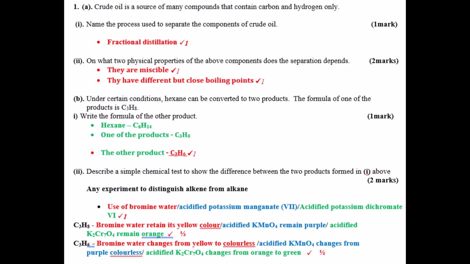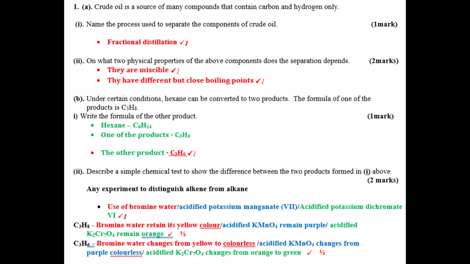Then you're supposed to go ahead and describe a chemical test that can be used to distinguish between the 2 products, that is an alkene and an alkane. You need to use any appropriate method that can distinguish between an alkene and an alkane. You can use bromine water. With bromine water, as I have highlighted in red there, if it is propane, the bromine water will not be decolorized, it will remain yellow. If it is propene, then the bromine water will change its color from yellow to colorless.